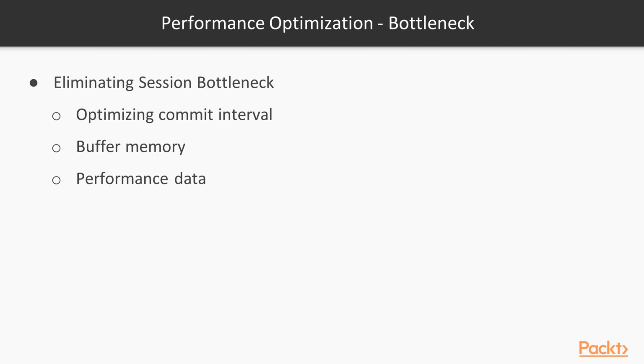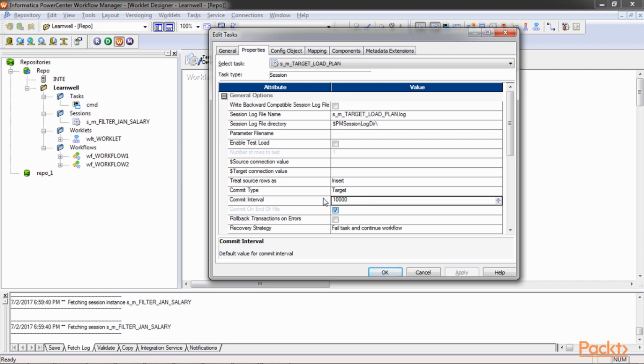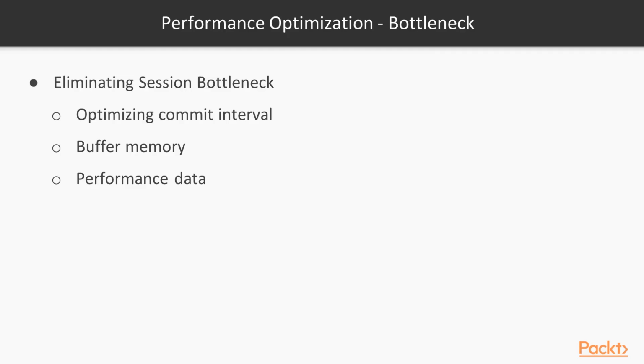Now, here's session bottleneck. Eliminating session bottleneck. If you don't have source, target, or mapping bottlenecks, you could check session properties to check for bottlenecks. Optimize commit interval. Commit interval is the number of records after which integration service commits the data into target. Selecting an appropriate commit interval will help enhance the performance. If you select a low commit interval value, it'll make integration service commit data more number of times, which will hamper the performance.